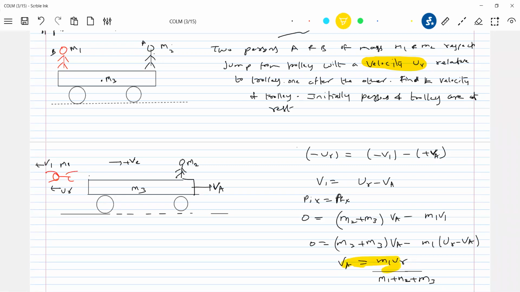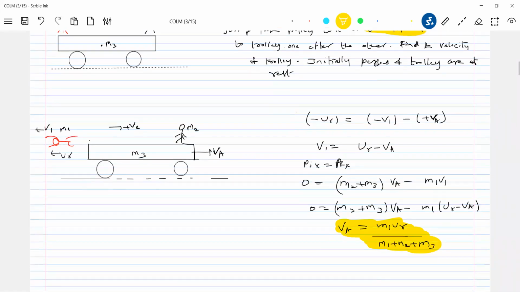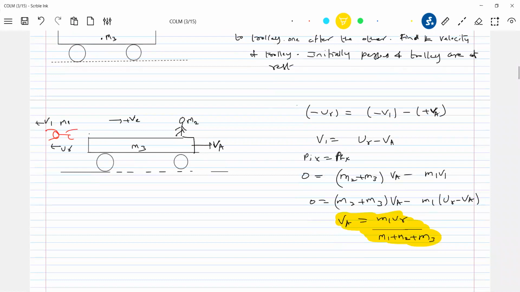Okay, but what is our problem now? So the trolley will recoil. Now look at the second person. What is he going to do? He's going to jump now in the direction of motion of the trolley. So now the second person is going to make a jump.